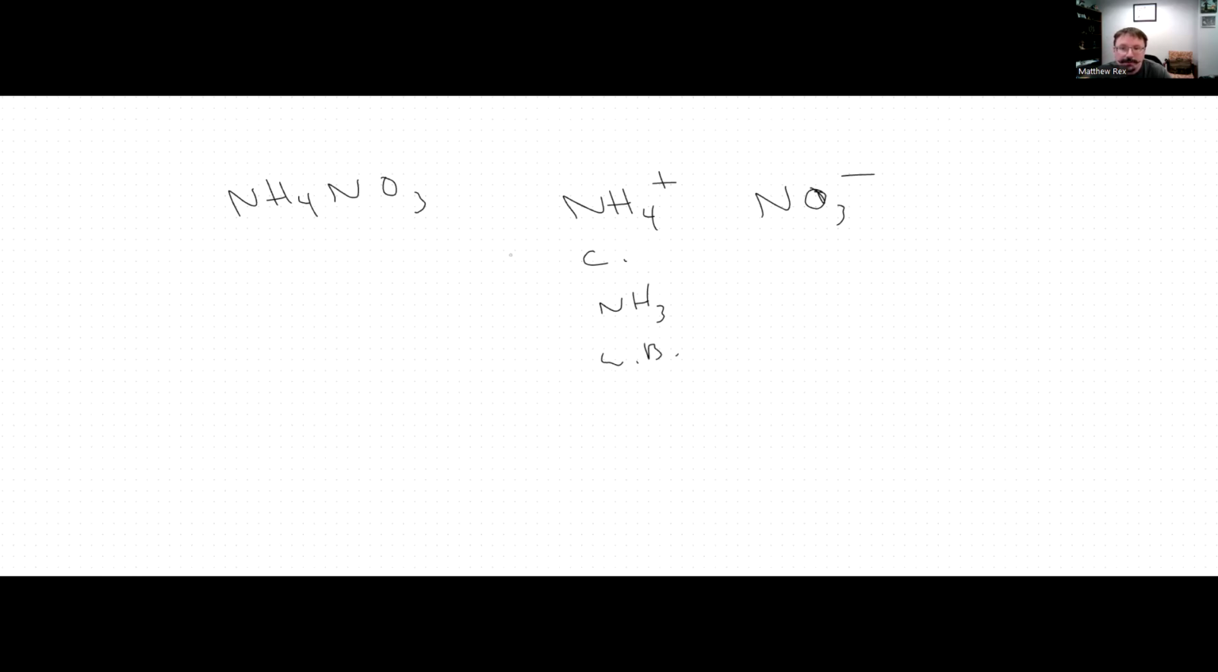Our cation is always our acid. Conjugate acid of a weak base. The anion is the conjugate base. In this case, we add hydrogen to it, we get nitric acid, which is a strong acid. So that would mean that this is a negligible base, and this conjugate acid is a weak acid. So we would have a slightly acidic solution in this instance.